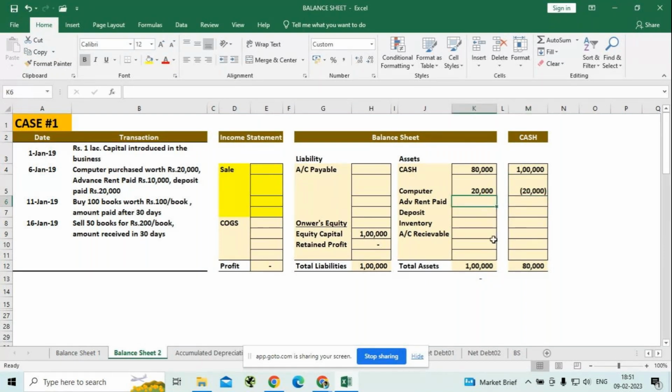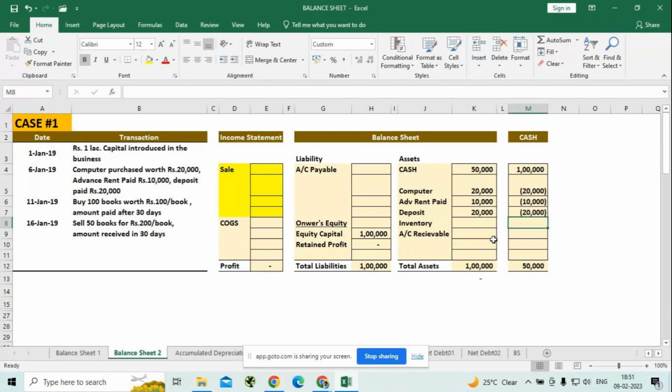So advance is paid of rupees 10,000. So here it is minus 10,000. And the deposit is made of rupees 20,000. And here it is minus 20,000. Okay. So it has affected the cash balance. So hope you people are able to understand till here. So till now it was connected to the balance sheet components.